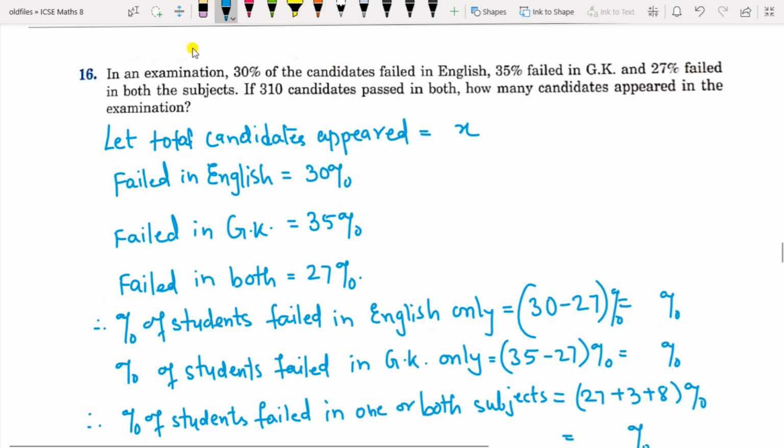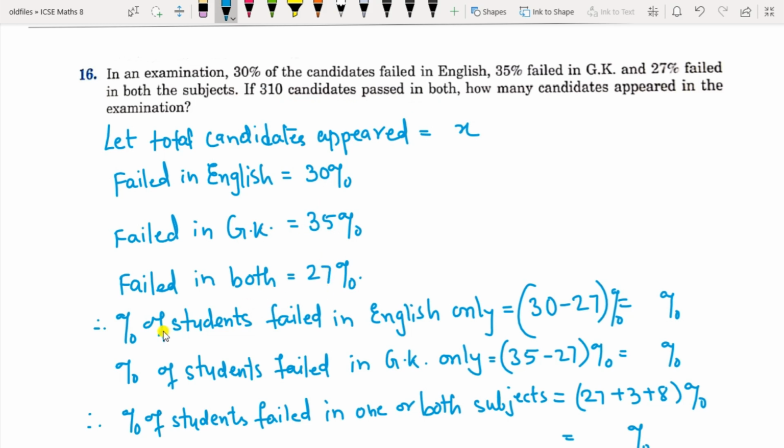In an examination, 30% of candidates failed in English, 35% failed in GK, 27% failed in both, and 310 passed in both. How many appeared in the examination? So let the total candidates be x. Failed in English, failed in GK and failed in both are given in the question, so write all the given things.